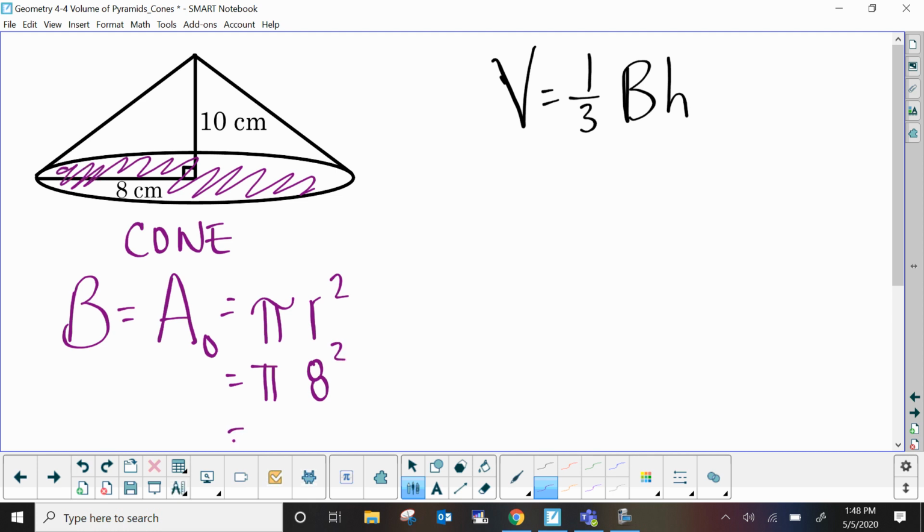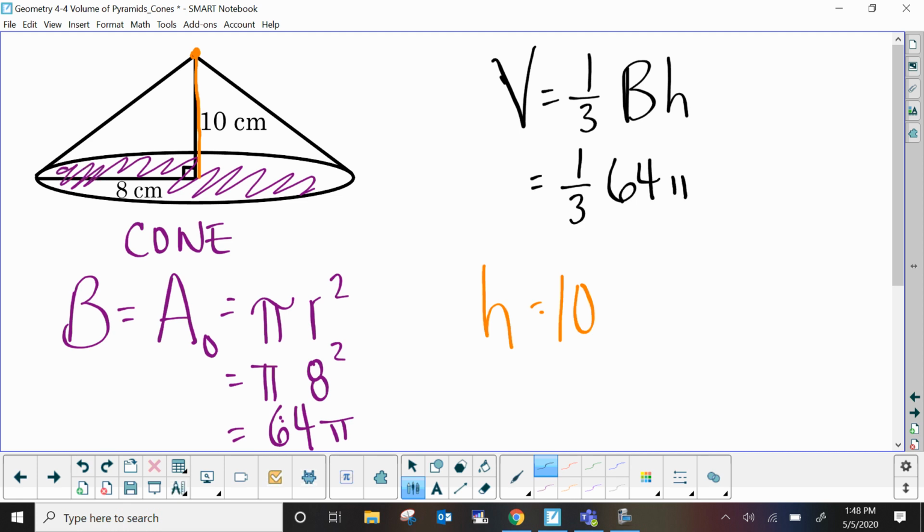squared, and 8 times 8 is 64, so we're going to leave this as 64 pi. The height of this cone, remember, that's the distance from the vertex straight to the base, straight to the circle, straight down perpendicular, and that height is 10. All right, now I can fill in what I know. 1/3 times 64 pi times 10.